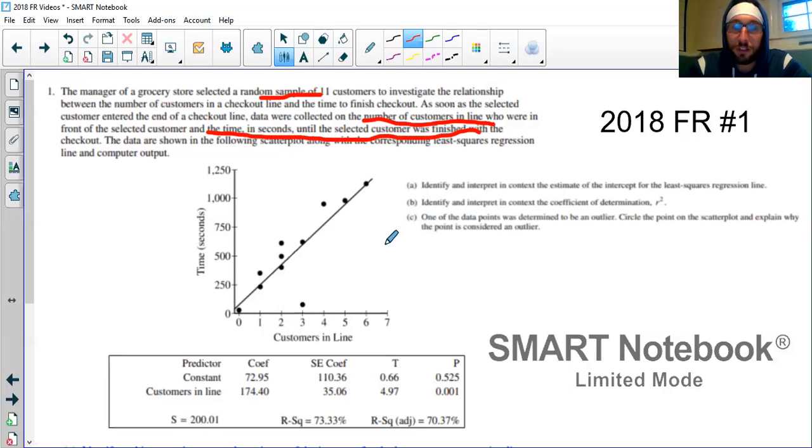We've got three things to try to address. So we have to identify and interpret in context the intercept for the least squares regression line. We've got to interpret the coefficient of determination, r-squared. And then this says 1 point was determined to be an outlier: circle the point on the scatter plot and explain why. And hopefully as soon as you looked at this, some point was jumping out at you as a potential outlier. And then we'll also interpret the slope because, why not?